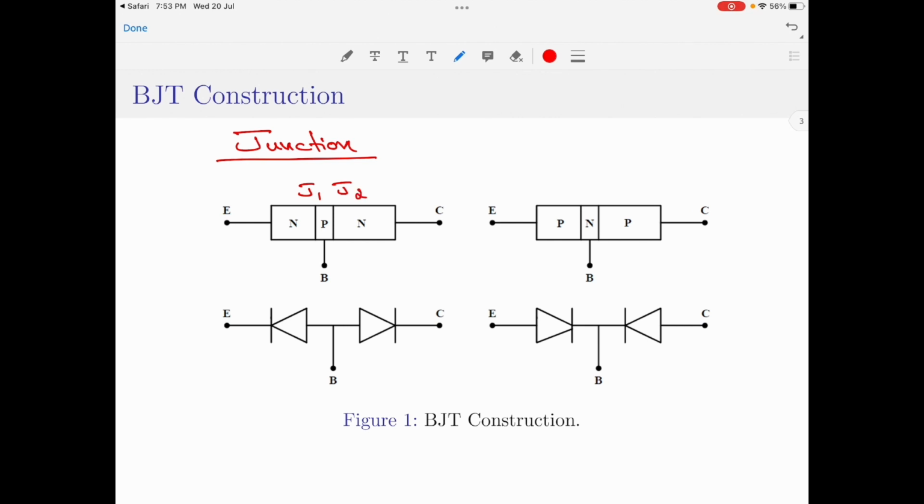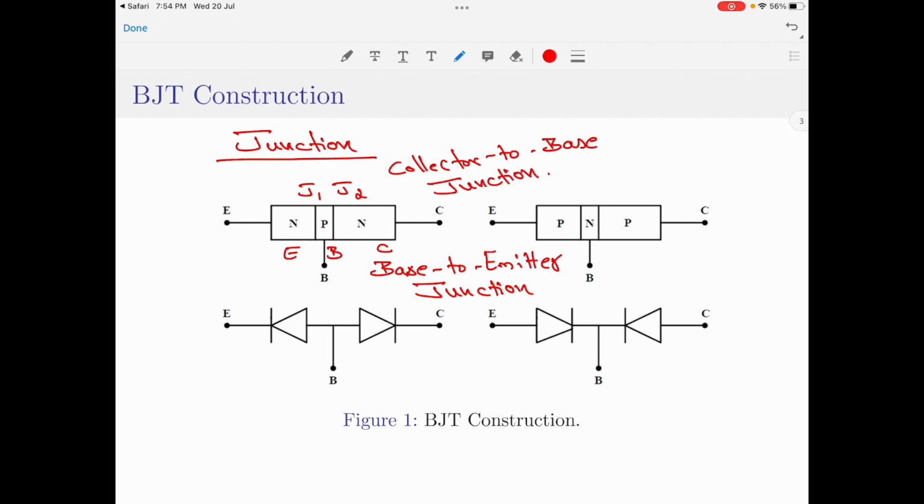Now, we have to understand where these junctions are placed. It is very clear here. The junction that is formed between the emitter, which is this semiconductor region, and the base, which is the middle semiconductor region, is called the base to emitter junction. In a very similar fashion, the junction that is formed between the collector and the base is called the collector to base junction.